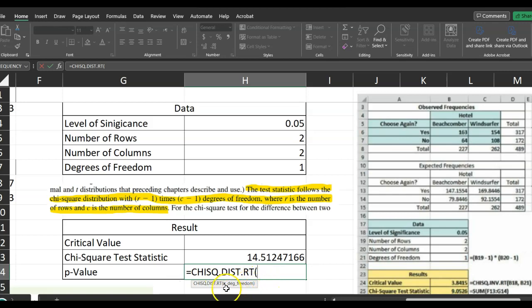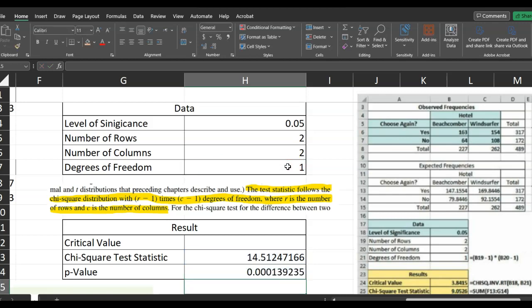Then it's asking me about the X, as you can see here. The first bolded letter is X, the statistical value. So I select this value here, put a comma, and then it's asking about degrees of freedom, which we said is 1 here. So we select this one and enter. That's going to be my p-value, which is 0.000.